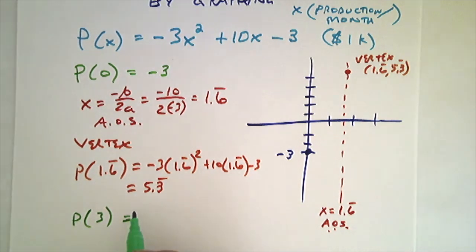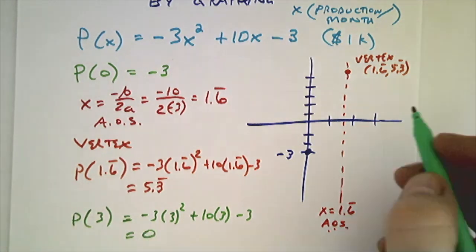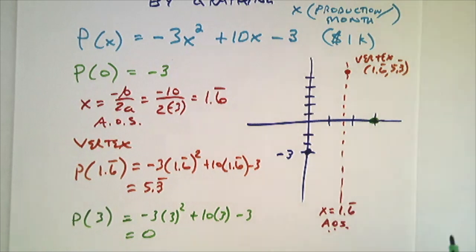So the value when it's 3 would be negative 3 squared minus 10 times 3 minus 3. Well, that equals, oh, this is plus. Plus 30 minus 3 is 0. Well, that's a 0, the function. So let's mark that as a 0.